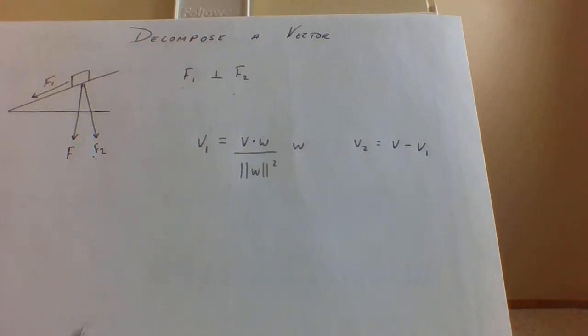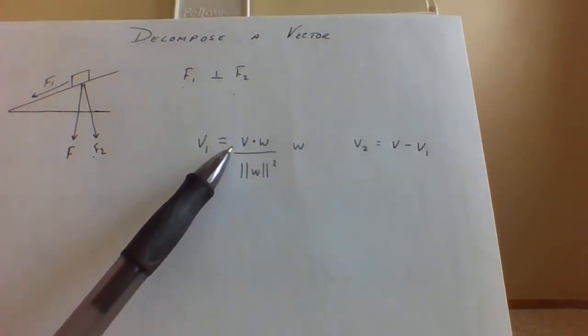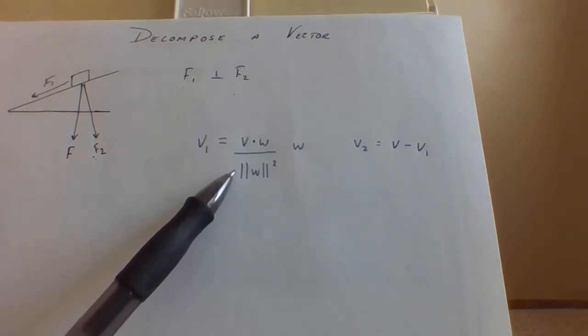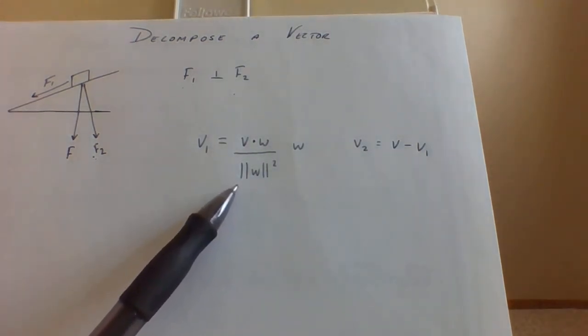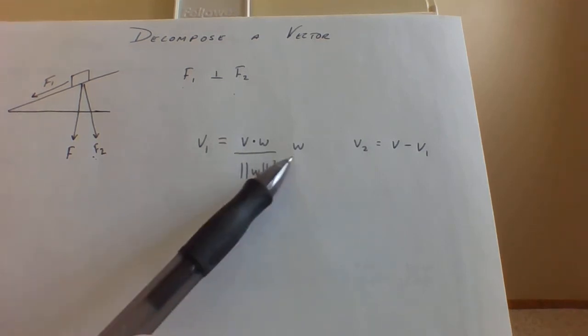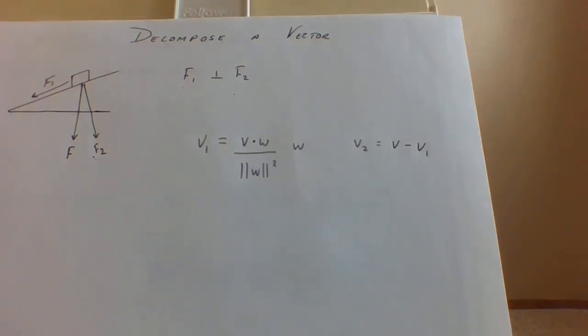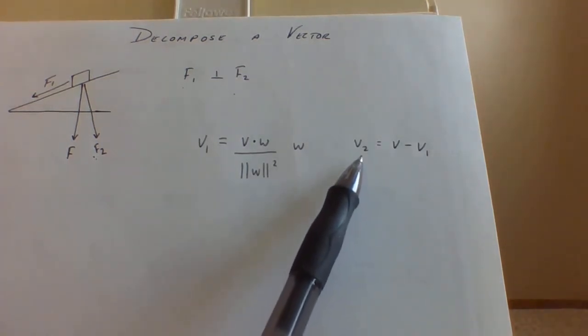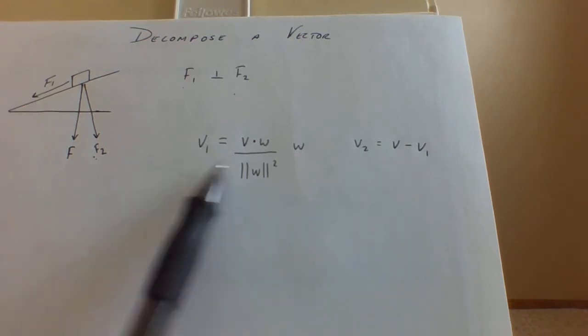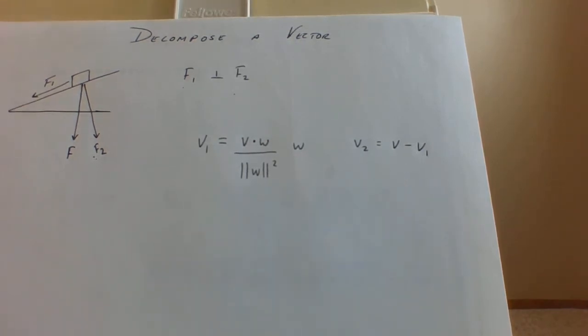For vector V1, we're going to have the dot product of V and W. In our denominator, we're going to take the magnitude of W and we're going to square it. And then we're going to take that whole fraction and multiply it by vector W. For the second component, V2, we're going to take our original vector V and subtract out what we got here as our answer for V1. Let's go ahead and take a look at an example.